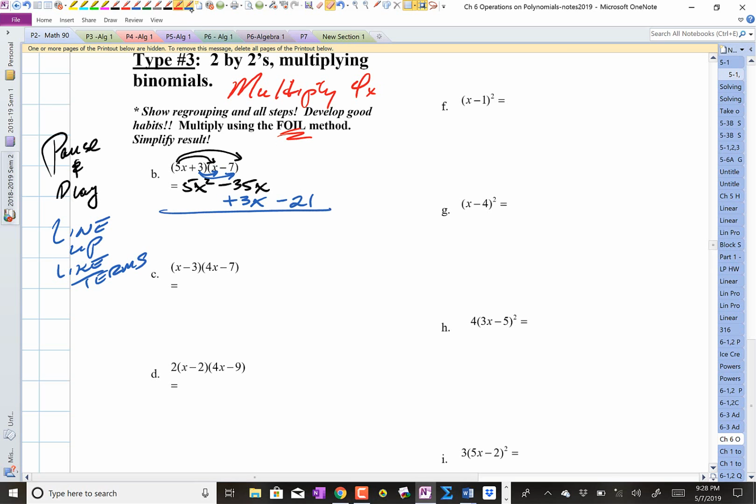At this point, you add vertically, and we get 5x squared. Let me see here. So we got negative 35 plus 3 is a negative 32x, and then a minus 21. Again, everything in standard form.